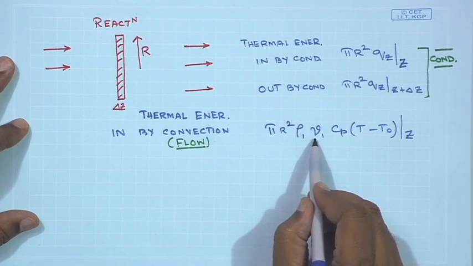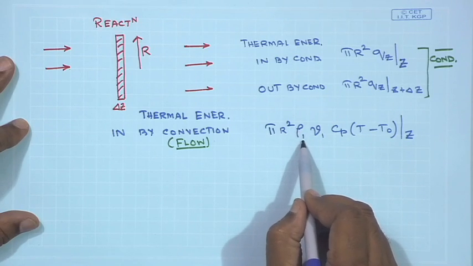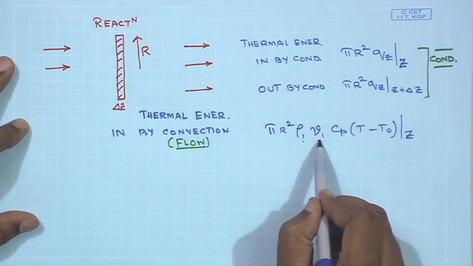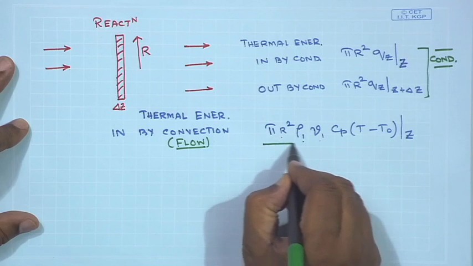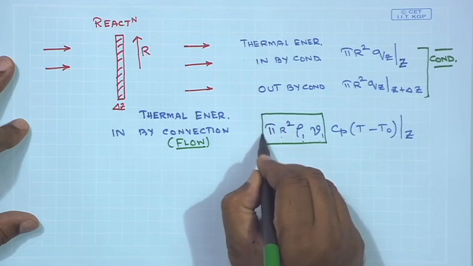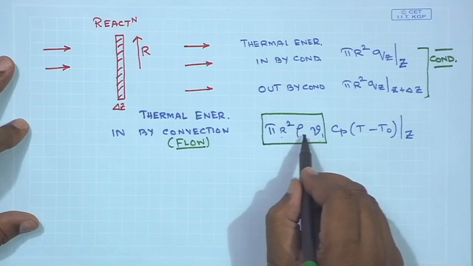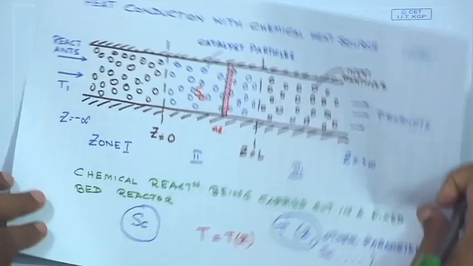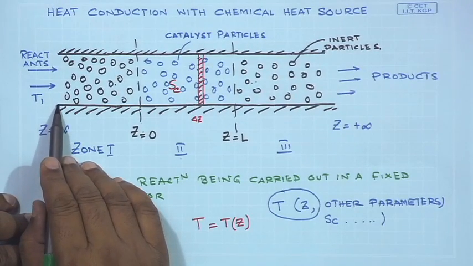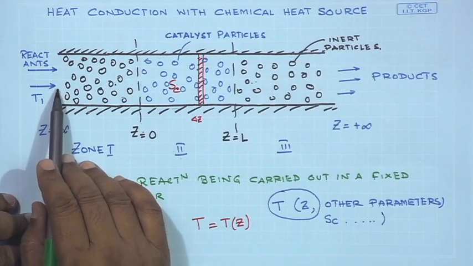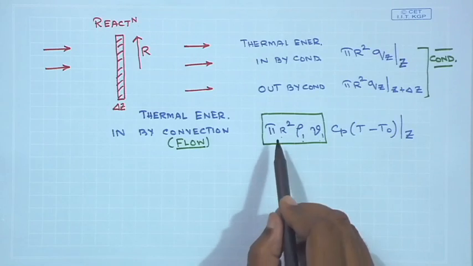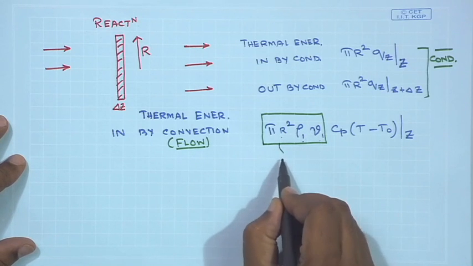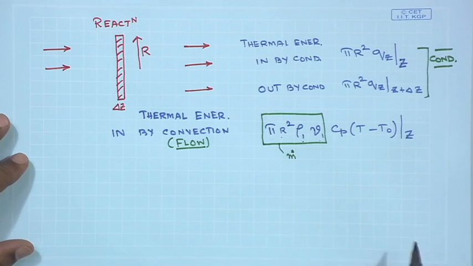Now, I could have used velocity at Z, but what I have done is I have expressed rho at the entry condition, velocity at the entry condition, and this is the area. So, this entire term that you see over here, where rho and V refer to the conditions at the entry point, where the density is taken to be equal to rho 1 and the velocity is taken to be equal to v 1. So, pi r square rho 1 v 1 is essentially nothing but the mass flow rate.